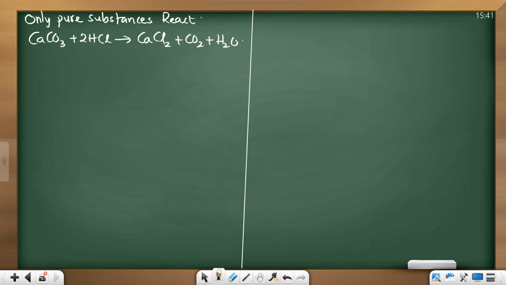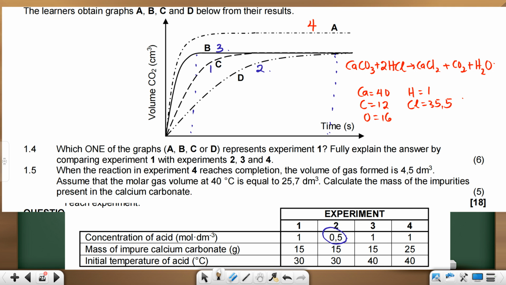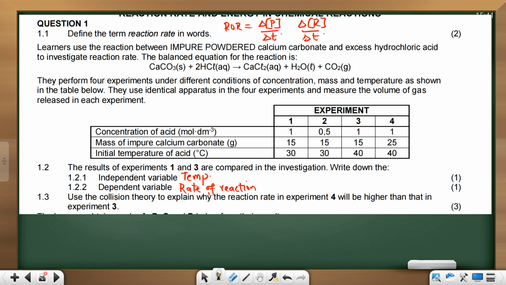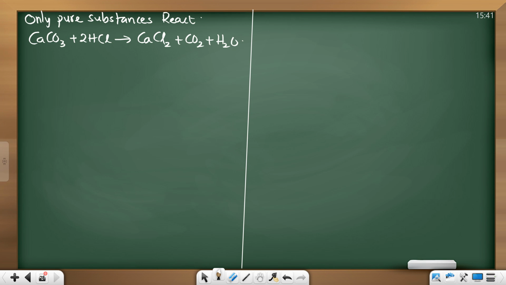What are we looking for? We're looking for the mass of the impurities. Are you with me there? In experiment 4, what do we know? We know the total mass of this. Okay, I want you to follow me so that you'll be able to see the reason. It's not just about writing down answers here. Total is 25. But this total is what? Impure plus what? Pure. Since only pure substances react, my stoichiometry would only deal with this guy.